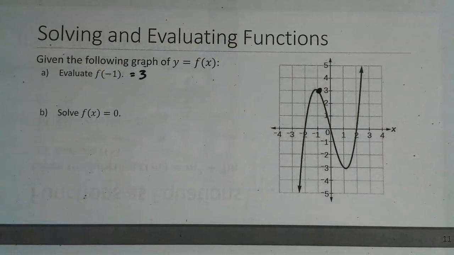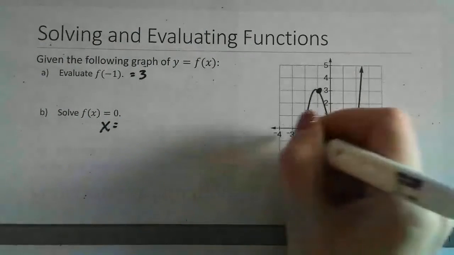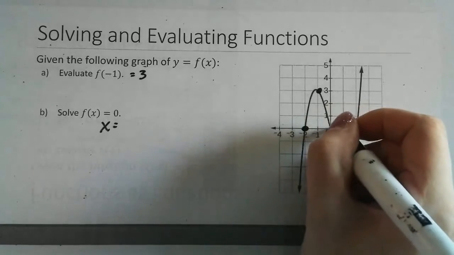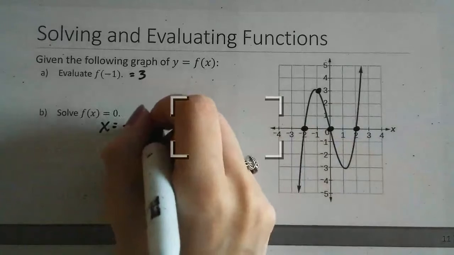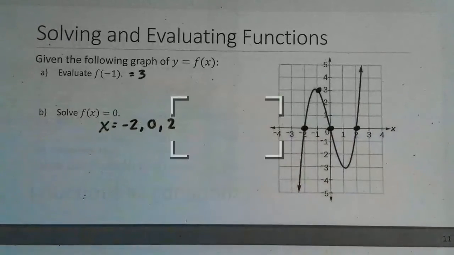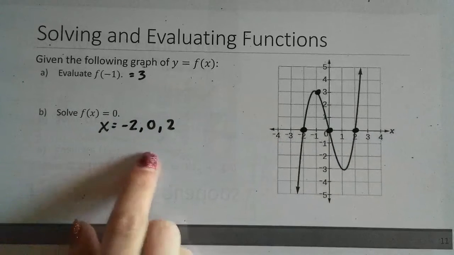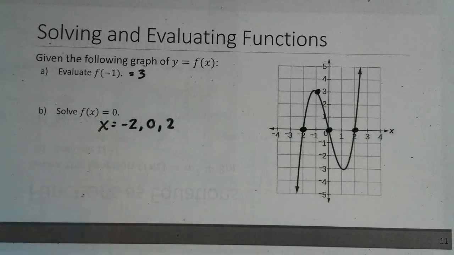Then we want to solve f of x equals 0. So it's saying when y equals 0, what is x? When y is 0, we are on our x-axis. That actually happens in 1, 2, 3 places: at -2, 0, and +2. This one is a function. It does pass the vertical line test, but this here shows it is not a one-to-one function, because the y value 0 gave us 3 different inputs that worked for it.